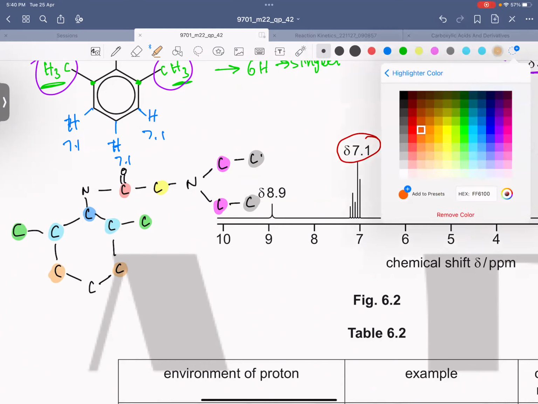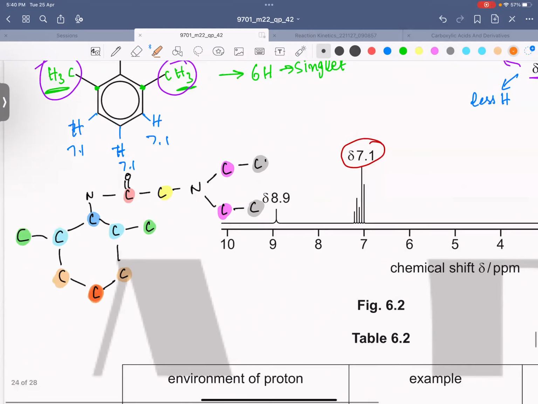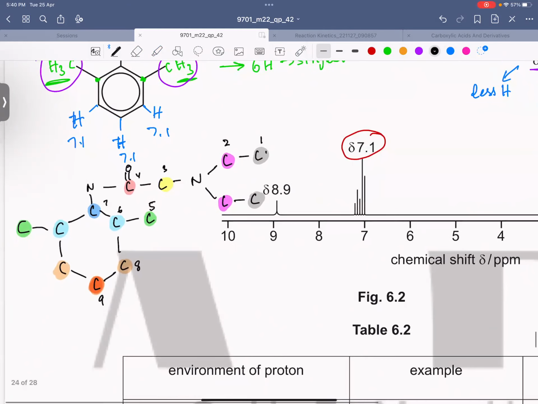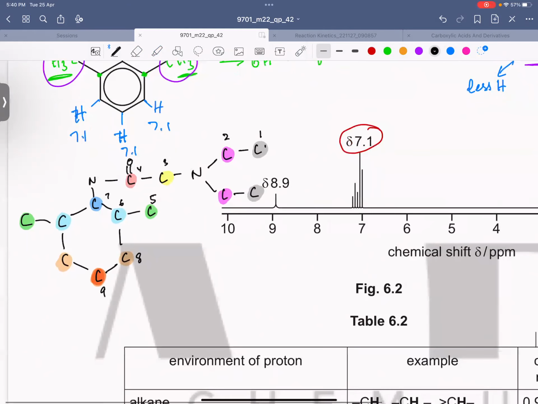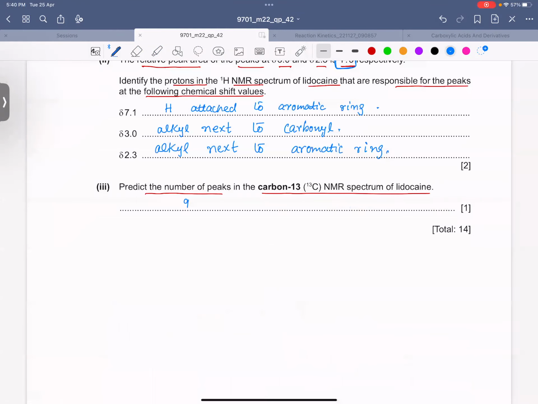And this one is going to show you a different one. So see how many different types of carbon we are getting over here. 1, 2, 3, 4, 5, 6, 7, 8, 9. So there are 9 different types of carbon that we are getting over here. So there would be 9 signals over here. Is this understandable?